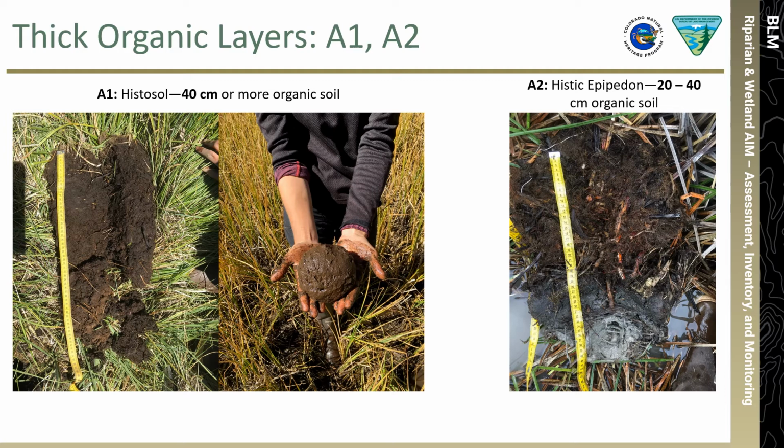On the right is A2, histic epipedon. This means that there's a thick organic horizon that is not quite thick enough to make it an organic soil. This indicator requires an organic horizon at least 20 centimeters thick.